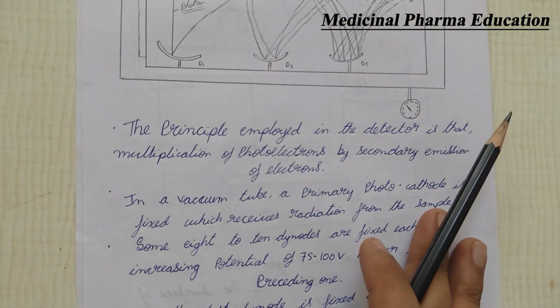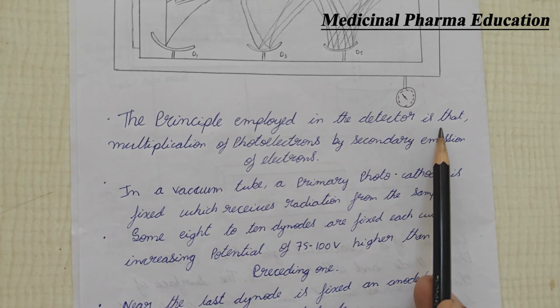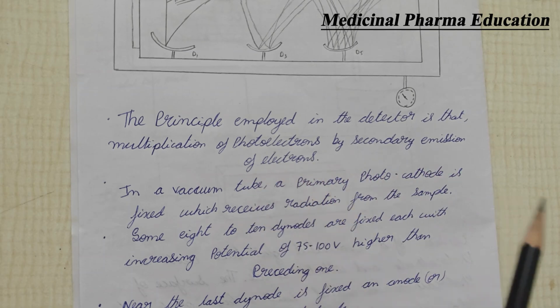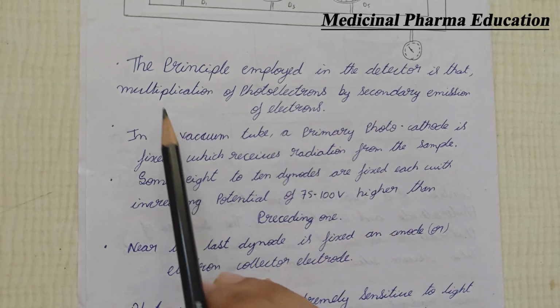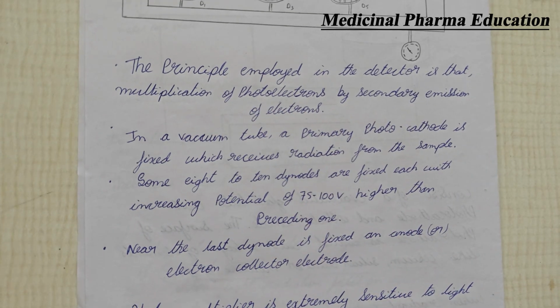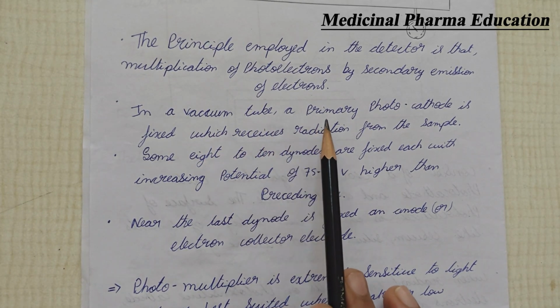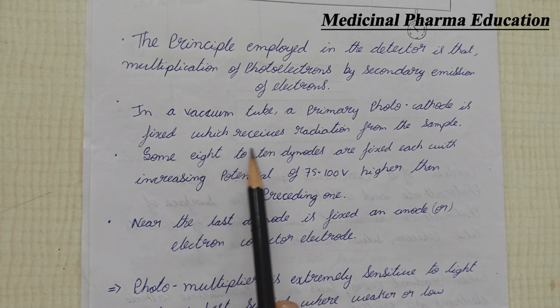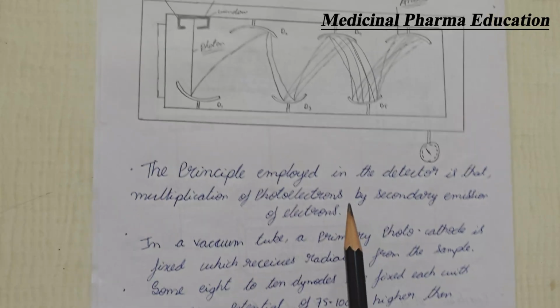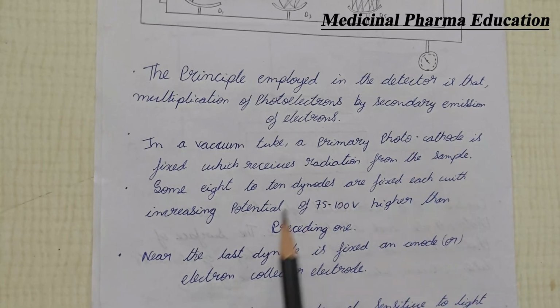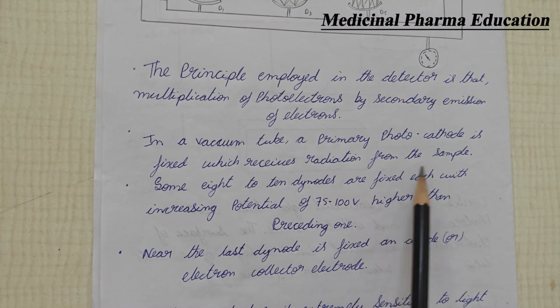See, the basic principle employed in the detector is the multiplication of photoelectrons by the secondary emission of electrons. This is the basic principle: multiplication of photoelectrons. Next, in the vacuum tube, a primary photocathode is fixed, which receives the radiation. See, this is the photocathode which receives the radiation from the sample.